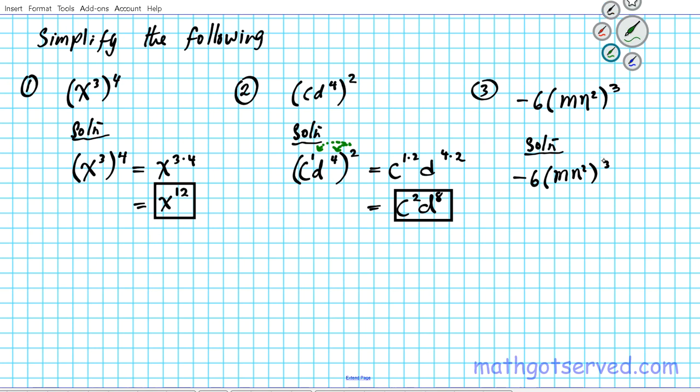So remember that this power right here is distributed only to the terms in the parentheses. So this -6 is left untouched. All right. M doesn't have a power, so we give it the invisible power of 1.